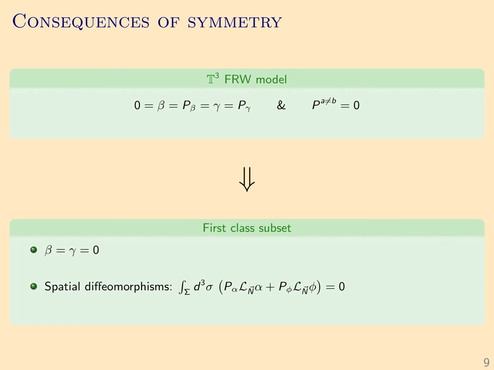Now, there are some terms we have discarded in the spatial diffeomorphisms. There are some terms proportional to beta and gamma, but of course we can discard them because we can superpose our constraints from the first box. So with these constraints in mind, let us continue to the next slide, slide number 10.